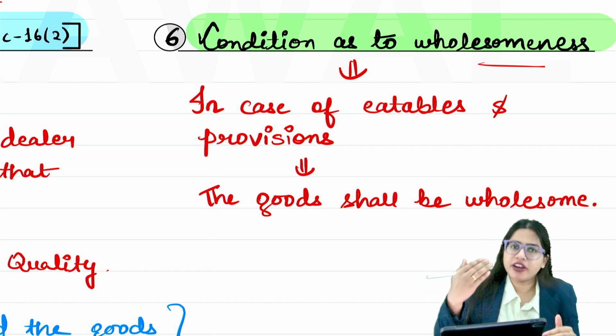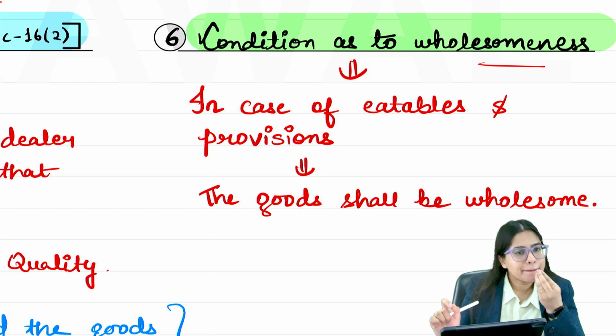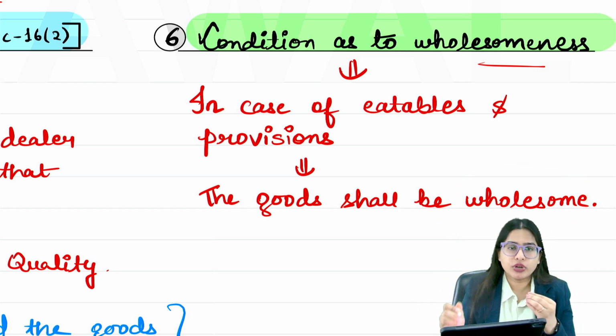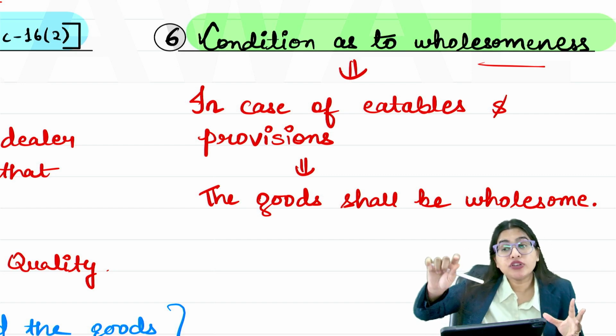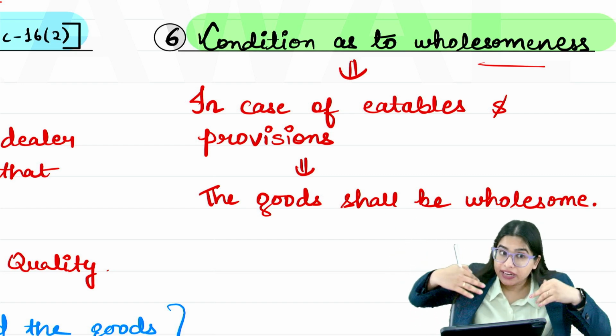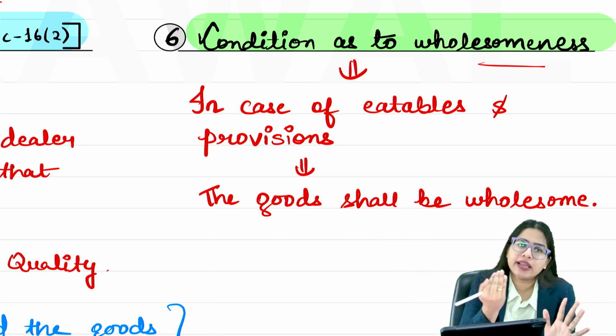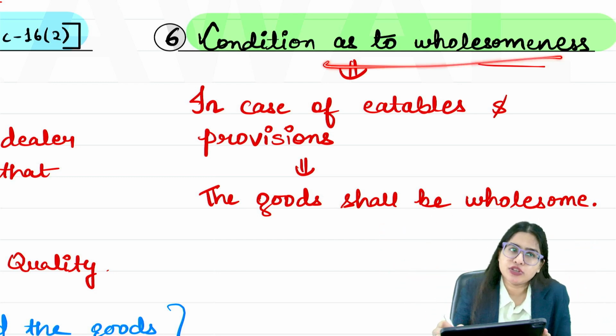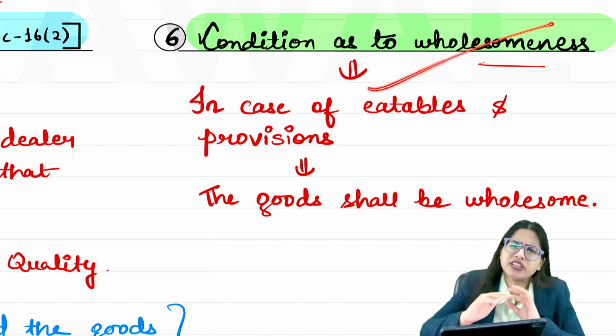For example, I went to a restaurant and ordered pizza. Pizza should be wholesome, meaning it should be eatable. Let's say I found out there is a cockroach in the pizza, then I can return the pizza to them and claim my refund. Why? Because there is a breach of implied condition. Very easy. This point is super easy.